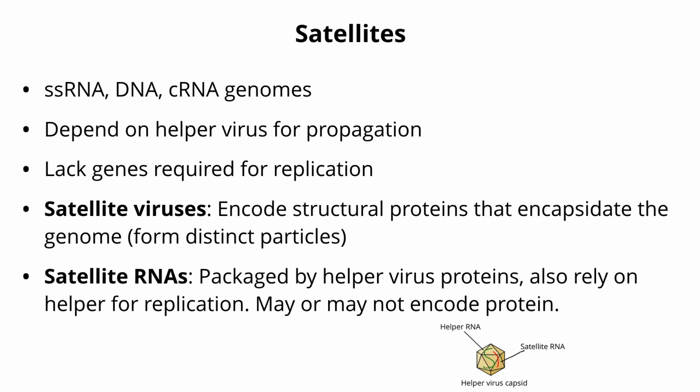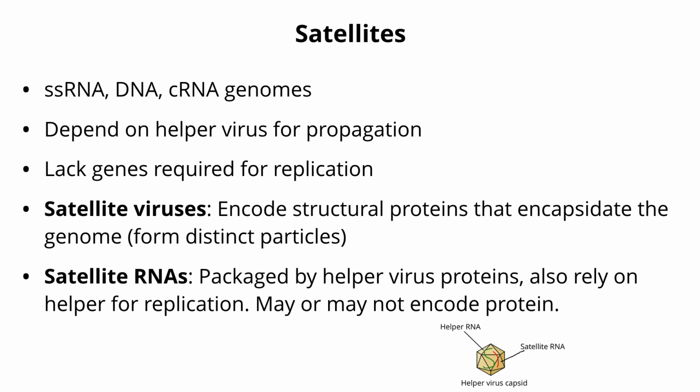The next interesting group of infectious agents I want to talk about are satellites. And these can be single-stranded RNA, they can be DNA, they can be circular RNA genomes. But in all cases, the defining feature is that they depend on another virus to replicate. They're missing something. And the other virus is called a helper for obvious reasons, because it helps the satellite to replicate. And basically these satellite viruses, or satellites, lack genes that are needed for replication.